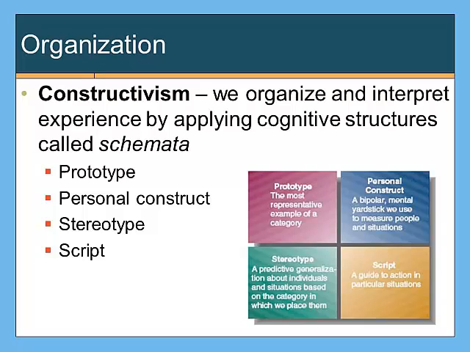So one useful theory for looking at how we organize experience is called constructionism. And this is where we organize and interpret experience by applying cognitive structures called schemata. Okay, so we rely on 4 different schemata to make sense of interpreting phenomena. There's prototypes, personal construct, stereotypes, and a script. If we start with a prototype, this defines the clearest or most representative example of some category.